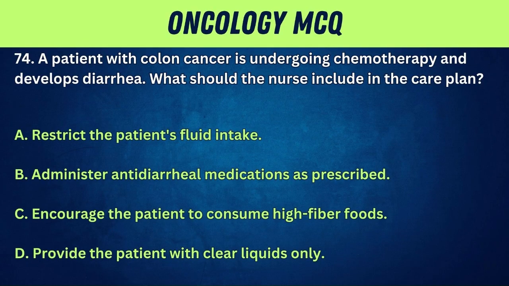74. A patient with colon cancer is undergoing chemotherapy and develops diarrhea. What should the nurse include in the care plan? A. Restrict the patient's fluid intake. B. Administer antidiarrheal medications as prescribed. C. Encourage the patient to consume high-fiber foods. D. Provide the patient with clear liquids only.